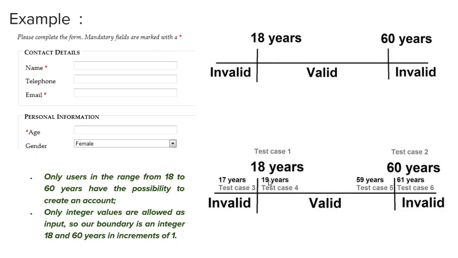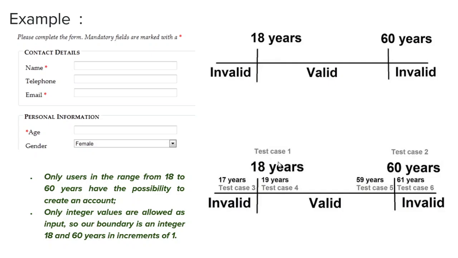So 19 years, also 60 minus 1, that is 59 years. That is also inside the range, just inside the range. So 18, 19, 60 and 59. These four values we have got for boundary value analysis.